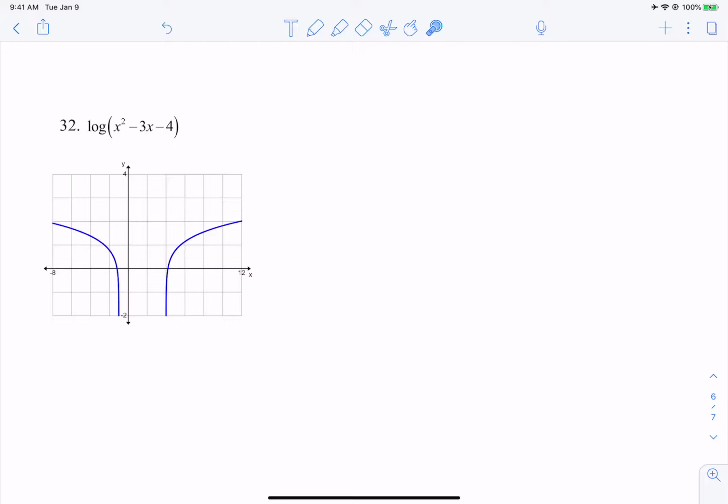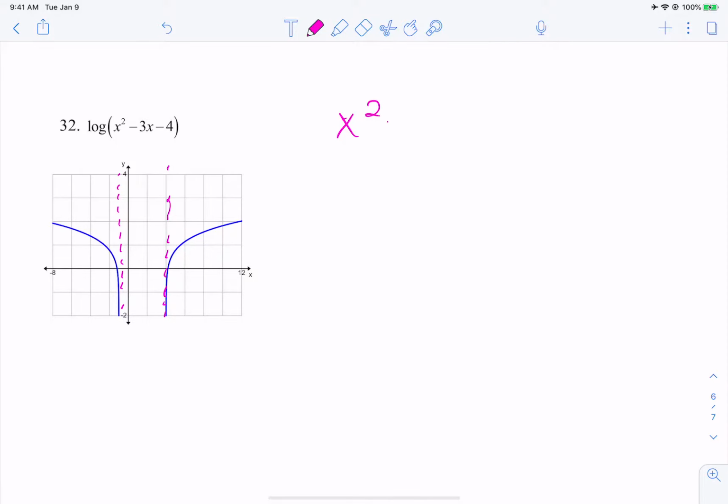Here is the question: what is the domain for log of x squared minus 3x minus 4? Now, technically there is kind of an asymptote here, but let's look at how we can discover what that is.